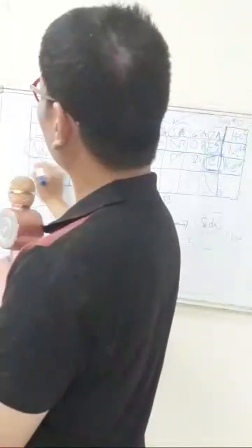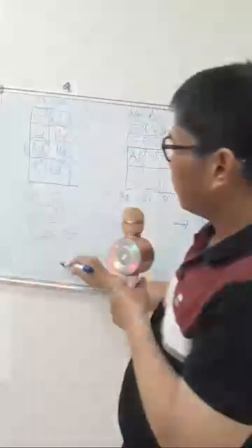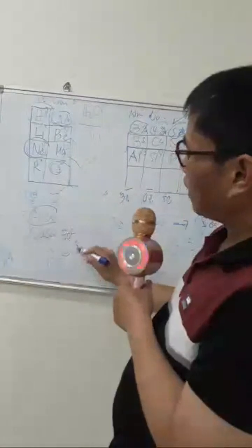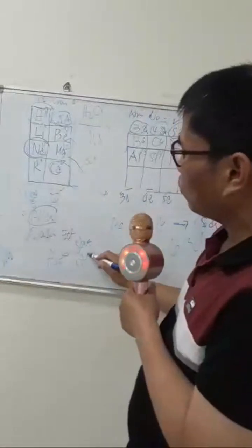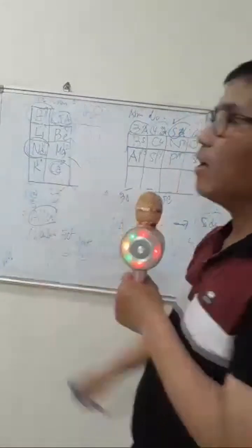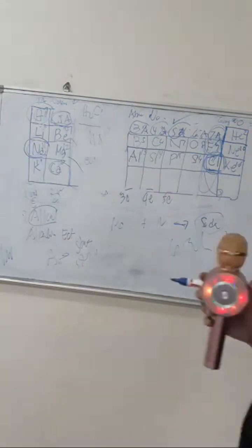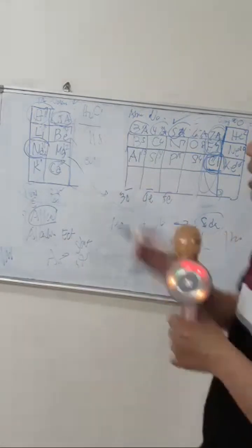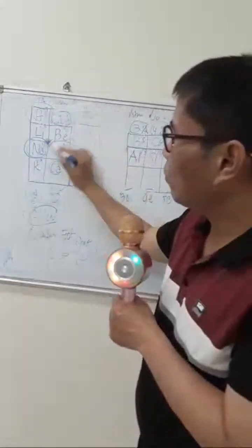So the answer will be sodium, not calcium. Why? Because alkali metals will have a strong alkaline solution when reacted to water compared to group 2A, which is the alkaline earth metals. You get the point? It's clear. The more alkaline, meaning the more in group 1A: sodium, potassium, and so on. Get the point?